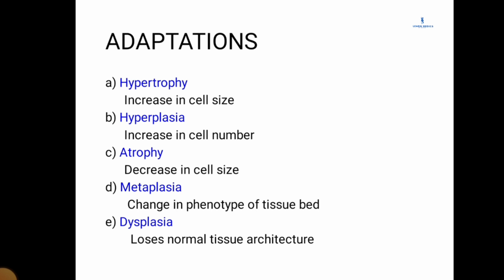The fourth one is metaplasia, which is another method, meaning a change in the phenotype of the tissue bed. And the last one is dysplasia. It is a loss of the normal tissue architecture. Dysplasia is usually preceded by hyperplasia or metaplasia. That is, prolonged hyperplasia or metaplasia may lead to dysplasia of the cell. So we are going to deal with all the further studies of hypertrophy, hyperplasia, atrophy, metaplasia, and dysplasia.